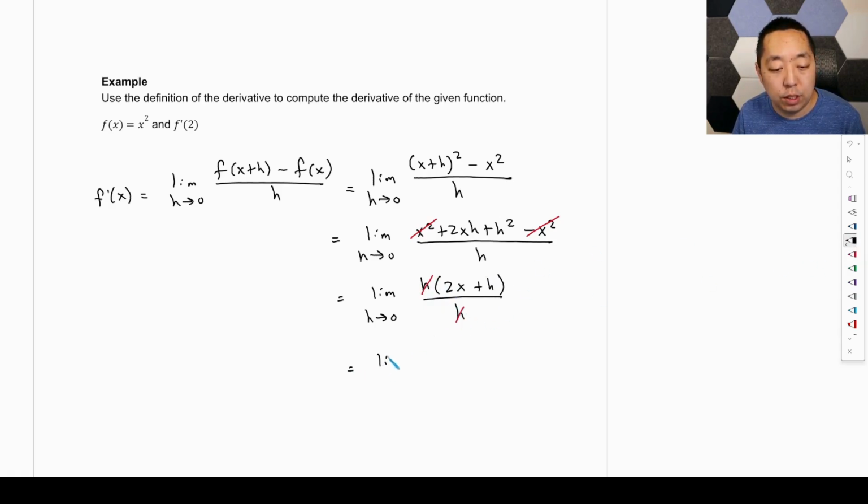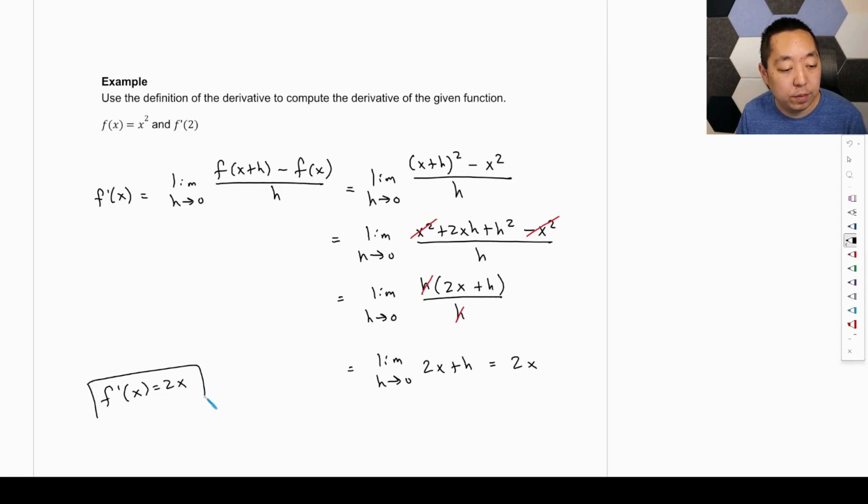And then we're just doing the limit as h goes to 0 of 2x plus h. Now we can just plug in h equals 0 and we get 2x. So this would say our derivative is 2x, like that. Okay, that's our notation. Now, what's f prime at 2?